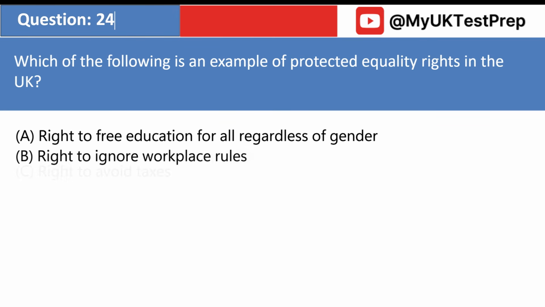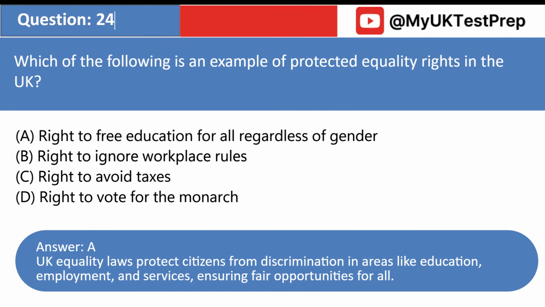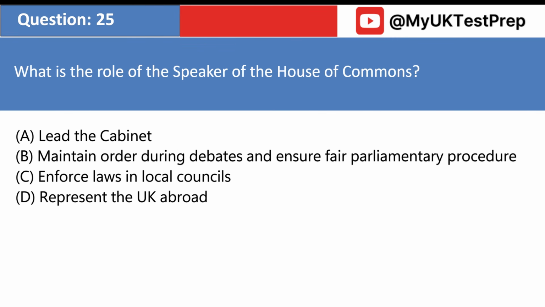Which of the following is an example of protected equality rights in the UK? A. Right to free education for all regardless of gender. B. Right to ignore workplace rules. C. Right to avoid taxes. D. Right to vote for the monarch. Answer: A. UK equality laws protect citizens from discrimination in areas like education, employment, and services, ensuring fair opportunities for all.